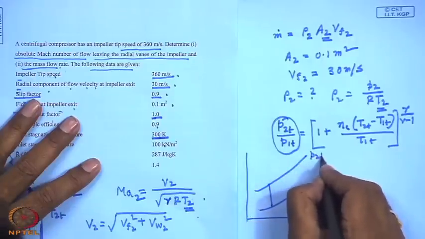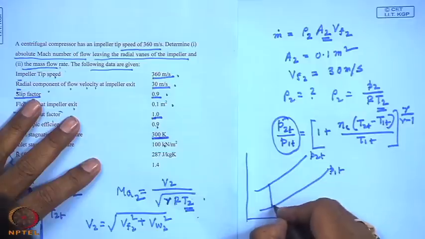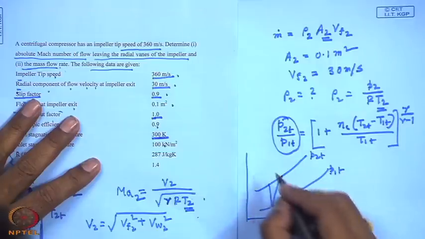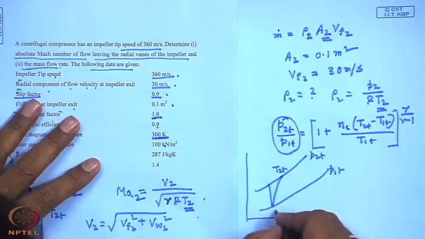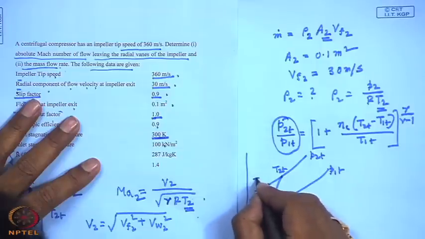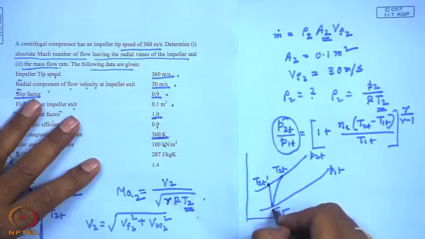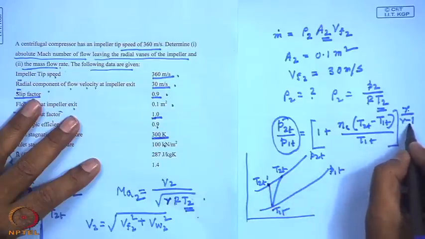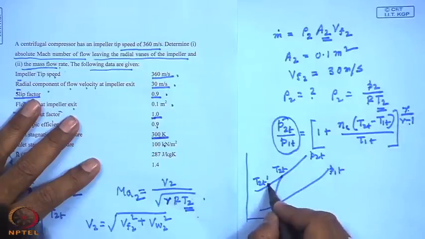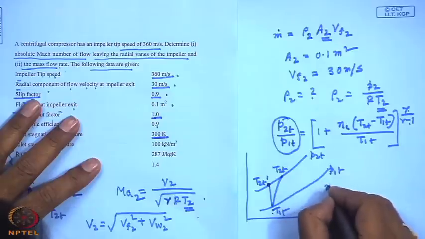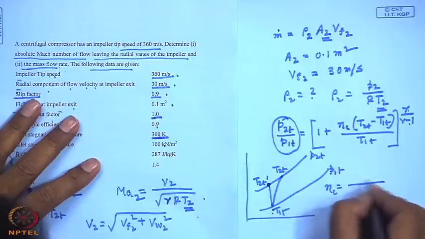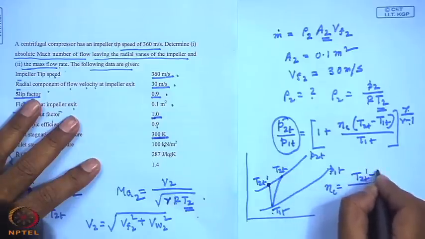This is P2T, P1T, then this is the thing. This is the T2T, T1T, and this is the T2T dash. So P2T by P1T is T2T dash by T1T to the power gamma by gamma minus 1. Now this T2T dash by T1T is found out by expressing eta C as T2T dash minus T1T.